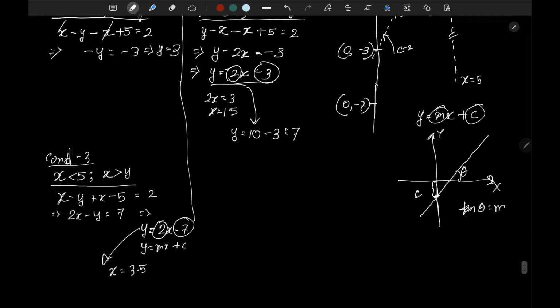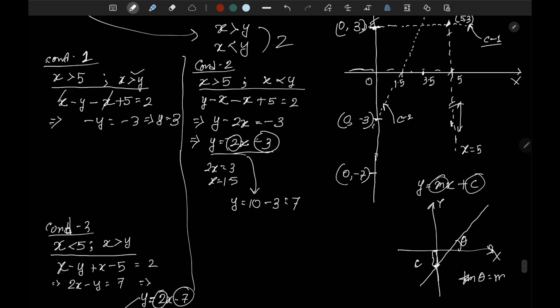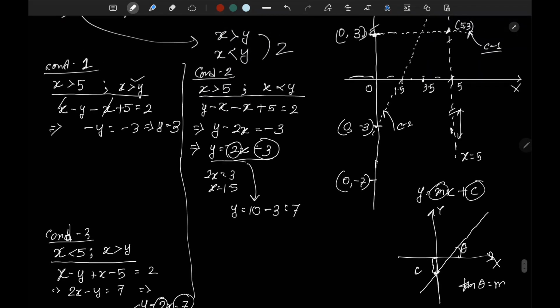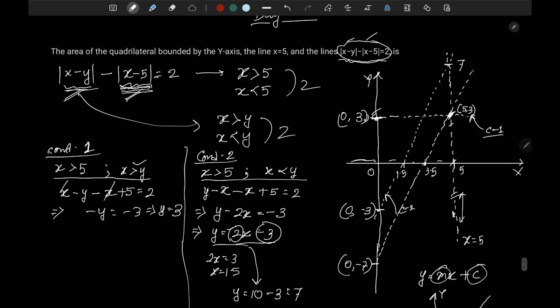Fine. And if your x equal to 5, that means on this line we are trying to find out what is the value of y. If x equal to 5 in this particular equation, then y equal to 10 minus 7 is 3. Where is your 3? 3 is nothing but this point. So it will go like this, and it will move on further. This is your condition 3.